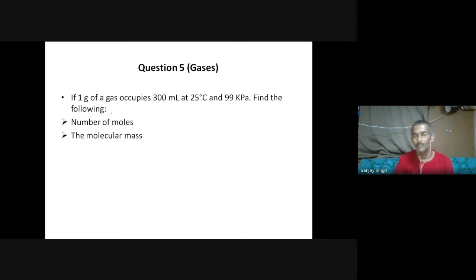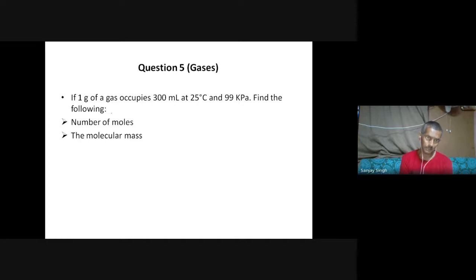Again, question number 5 is on gases. I hope you're finding the questions on gases a bit more difficult. Okay, let's see this question. You're provided with 1 gram of gas, occupying 300 mL at a temperature of 25 with a pressure of 99 kilopascals. Using that, you're going to find the number of moles, and also the molecular mass as well.